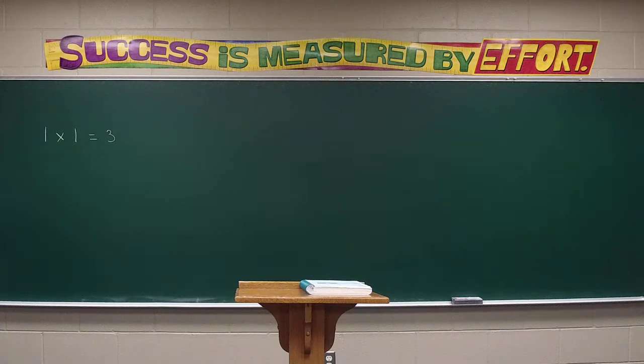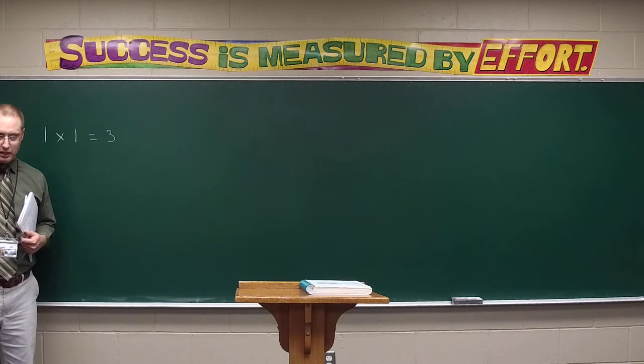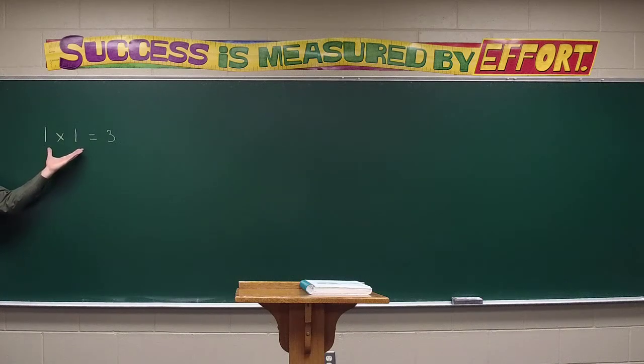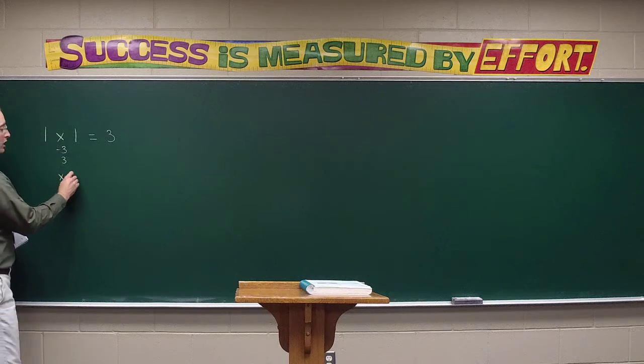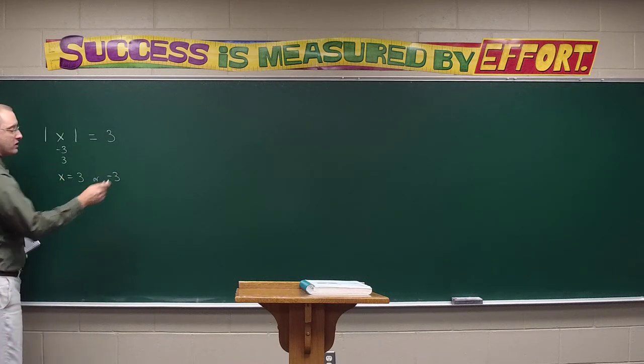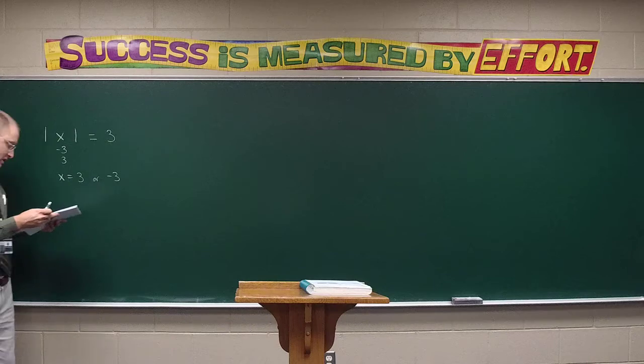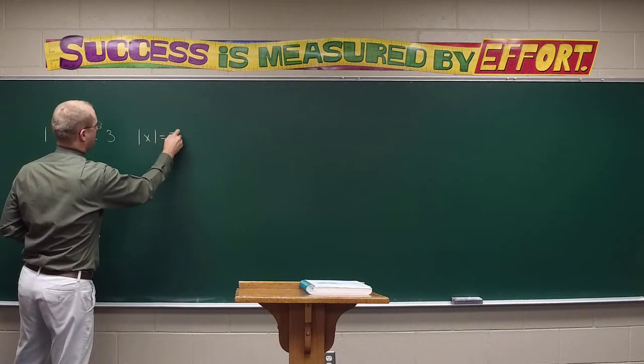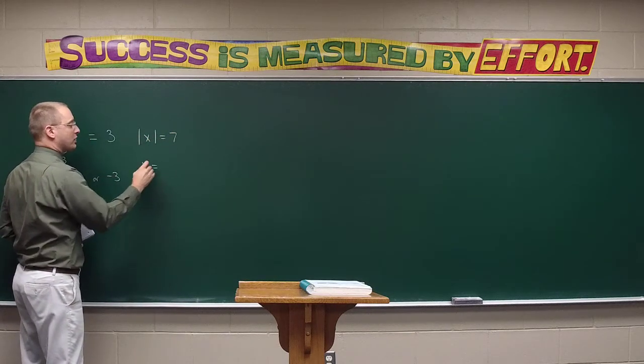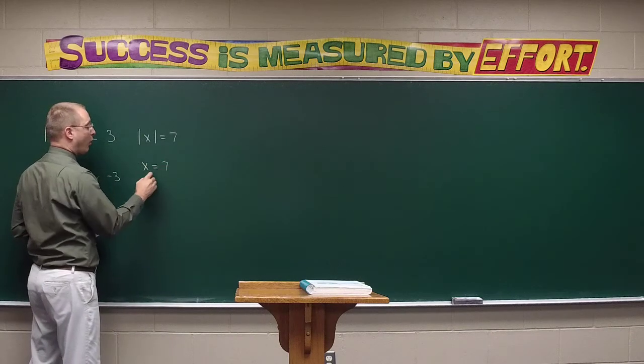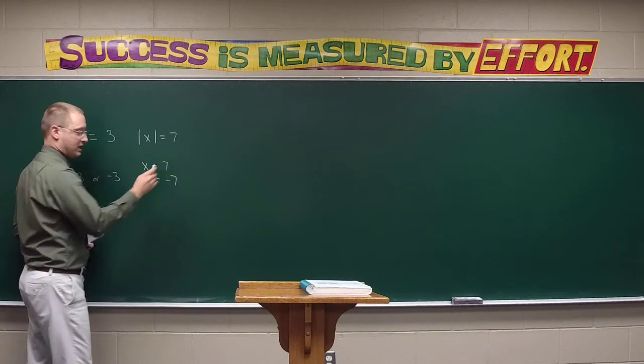Now, let me ask you this. The absolute value of what is 3? That's another way you could reword this, right? The absolute value of what number is 3? Well, what could you take the absolute value of and get 3, class? Negative 3 or 3. Either one of these could be x, right? If I said the absolute value of x is equal to 7, then that means that x, class, either equals 7 or x equals negative 7, correct?